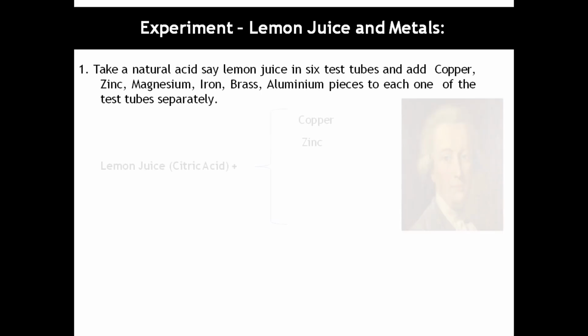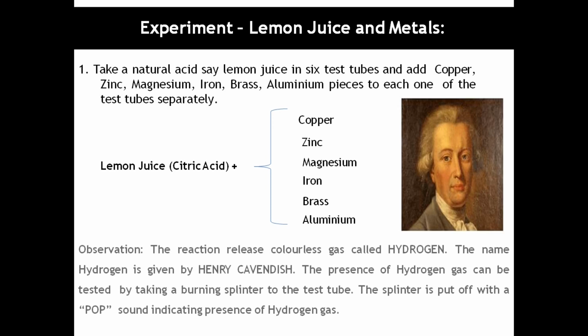Let's have an experiment with lemon juice and metals. Take a natural acid, say some lemon juice, in 6 test tubes and add copper, zinc, magnesium, iron, brass, aluminium pieces to each one of the test tubes separately. Observation. These metals react with an acid and release a colorless gas called hydrogen.